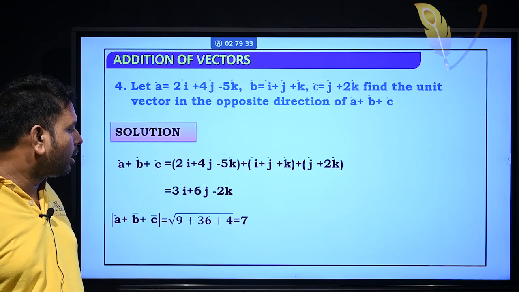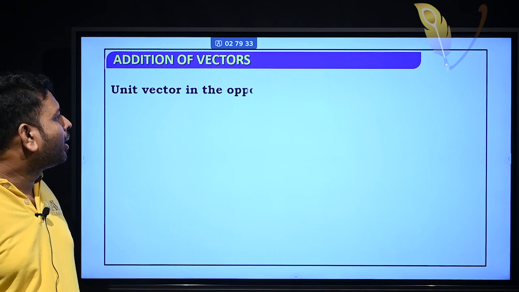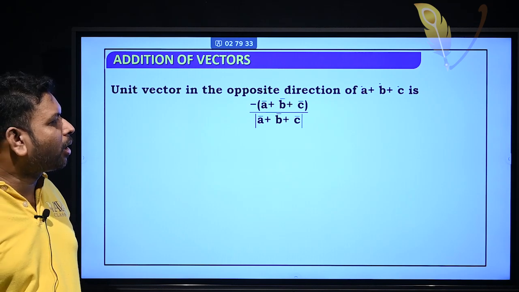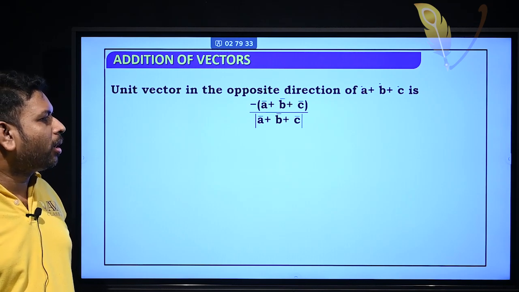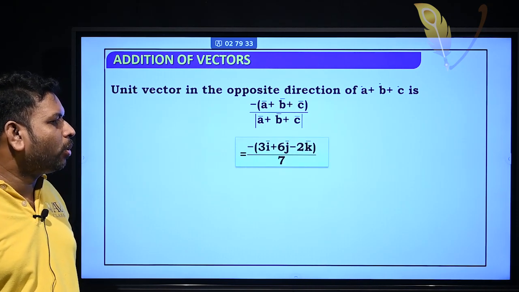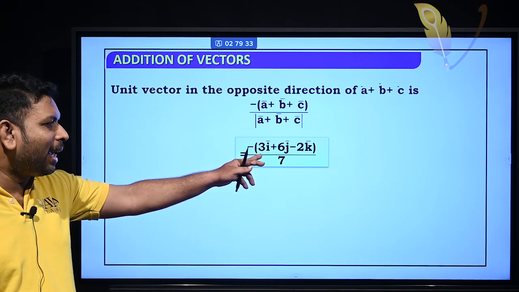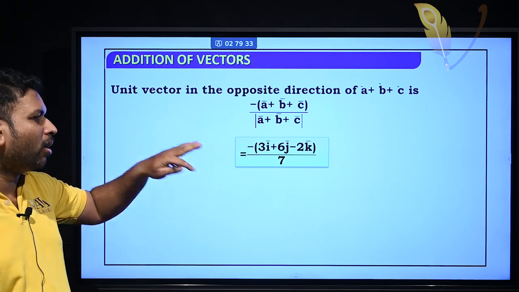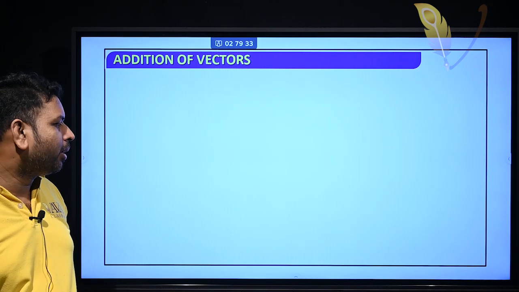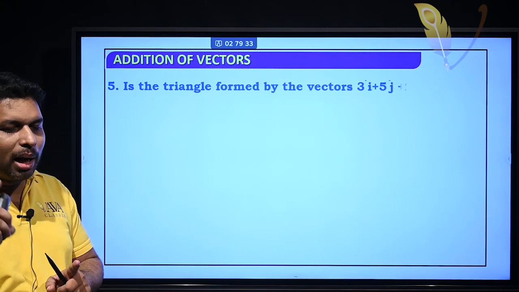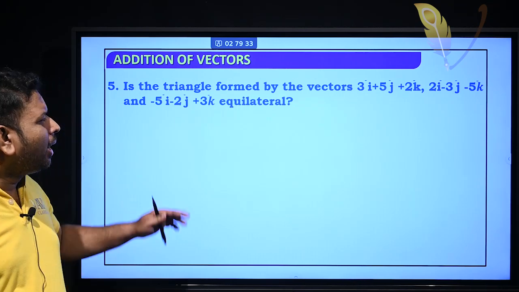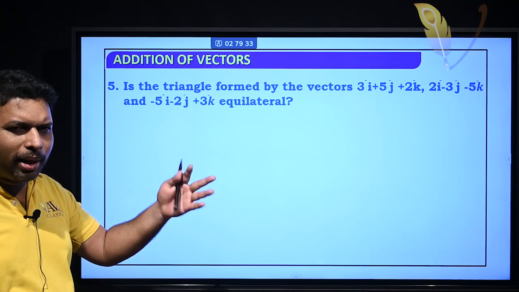So it is 7, yes. So the unit vector in the opposite direction of A plus B plus C is minus (A vector plus B vector plus C vector) by the modulus of A vector plus B vector plus C vector. That is minus 3i cap plus 6j cap minus 2k cap, sorry, minus 3i bar, so only i bar, or you can write minus 3i. Minus 3i bar plus 6j bar minus 2k bar by 7. Okay, this is bar, not cap, but cap means unit vector. Actually this is i cap, you can write i cap or i bar.